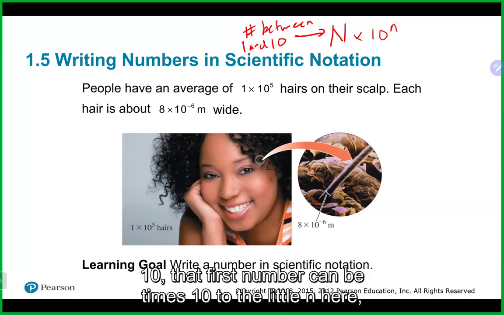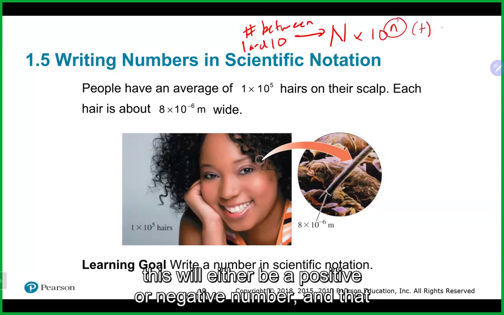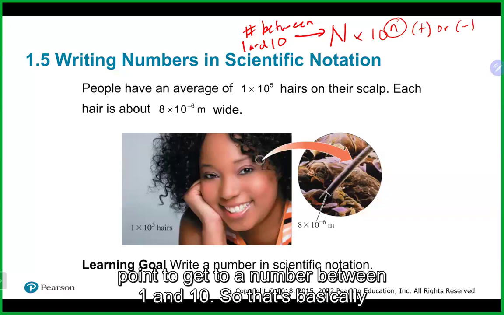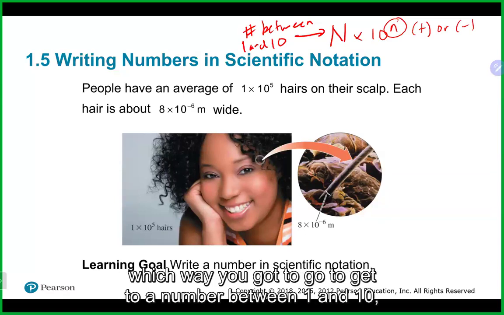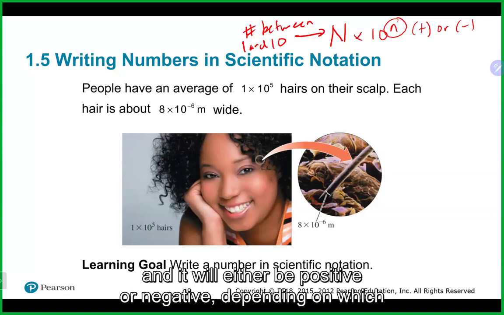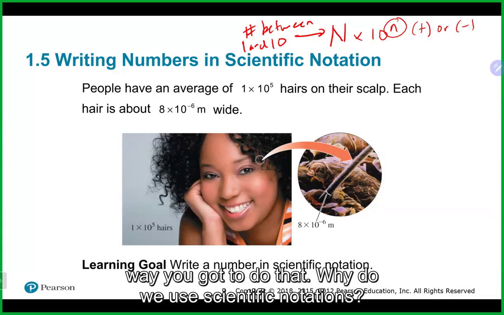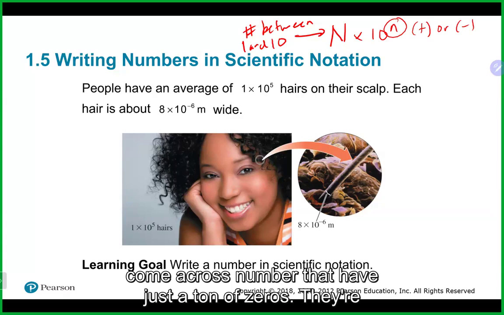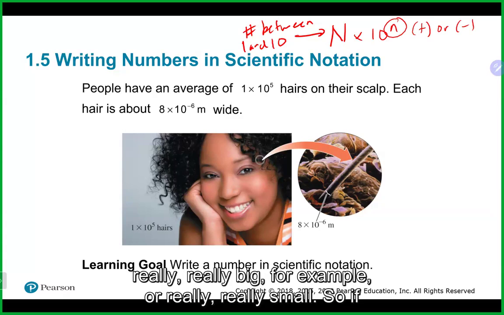Times 10 to the little n here, this will either be a positive or negative number. And that really is dependent on which way you need to move the decimal point to get to a number between 1 and 10. It will either be positive or negative depending on which way you have to go. Why do we use scientific notation? Well, we use scientific notation because in certain cases, you come across numbers that have just a ton of zeros. They're really, really big, for example, or really, really small.